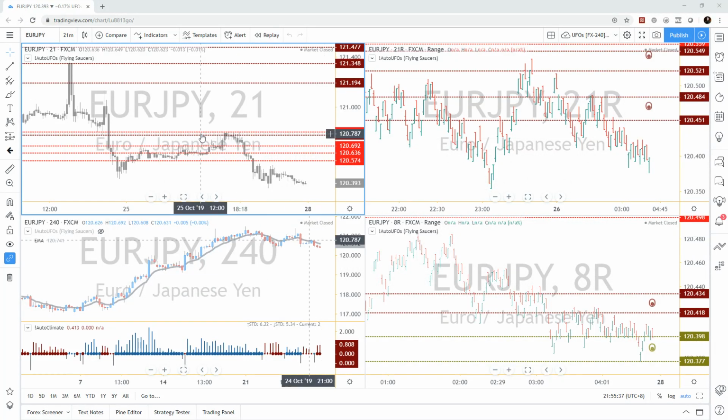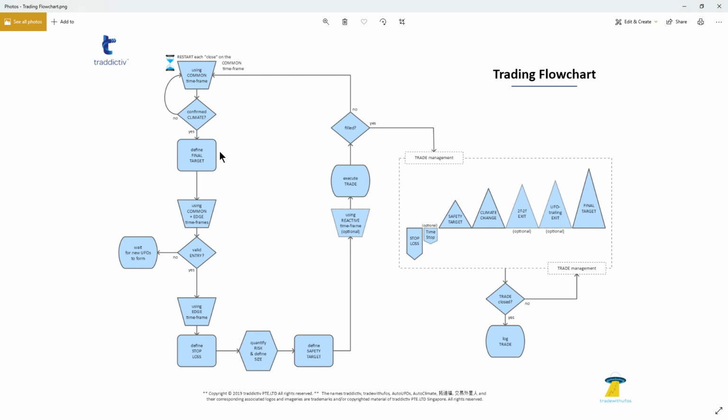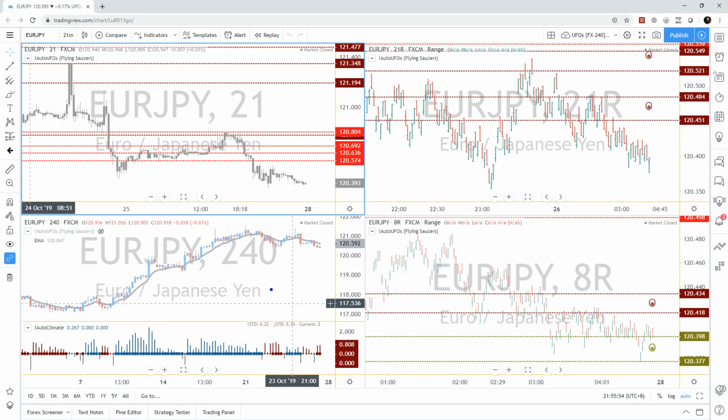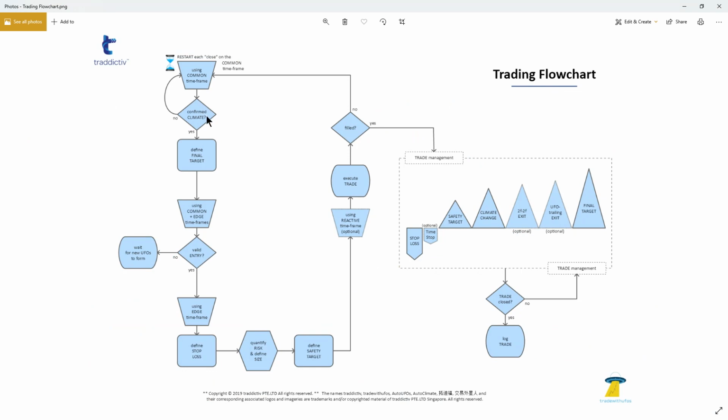So let's pretend you are planning a trade on the Euro Japanese yen. If you plan a trade on the Euro Japanese yen, the first thing is that you have to decide your common time frame. In this case, we have decided to use the 4-hour common time frame. And what do you do with that 4-hour common time frame? Well, you check the climate. So let's look at the climate and see if it's confirmed or not.